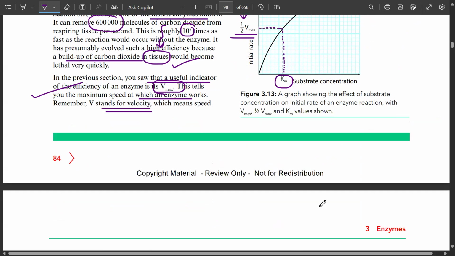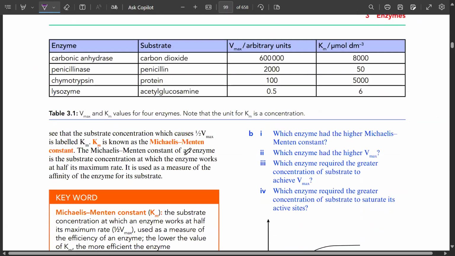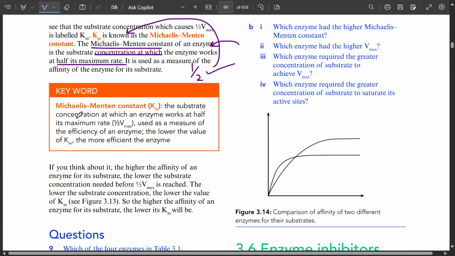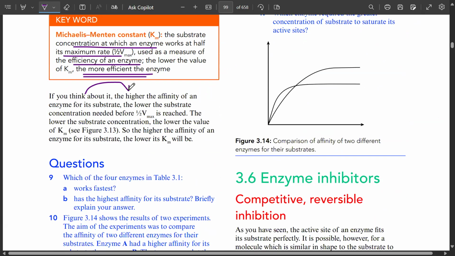वो आपको देगा आपका Km. Km is that substrate concentration, Michaelis-Menten constant of an enzyme, वो substrate concentration at which the enzyme works at half its maximum rate. हाफ Vmax के ऊपर जो concentration value थी उसको हम कहते हैं Km, which is the substrate concentration at which an enzyme works at half of its maximum rate, used as a measure for the efficiency of an enzyme. The lower the value of Km, the more efficient is the enzyme. And if you think about it, the higher the affinity of an enzyme for its substrate, the lower the substrate concentration needed to reach as well.